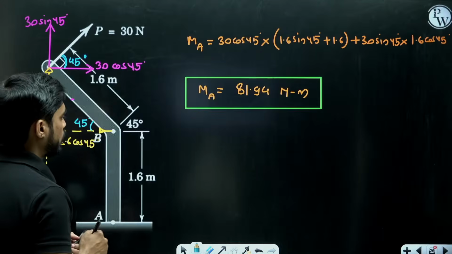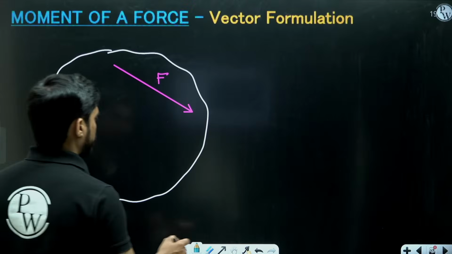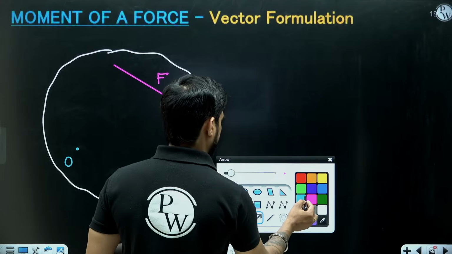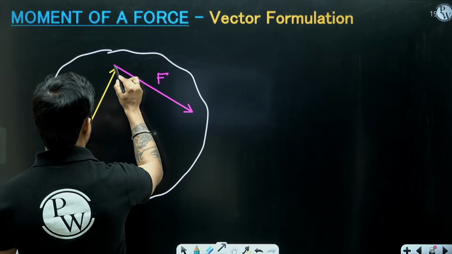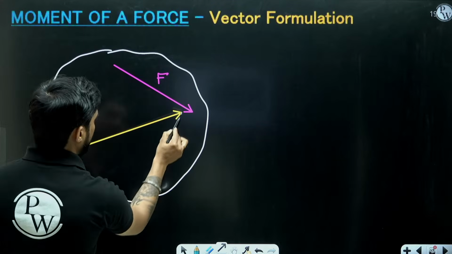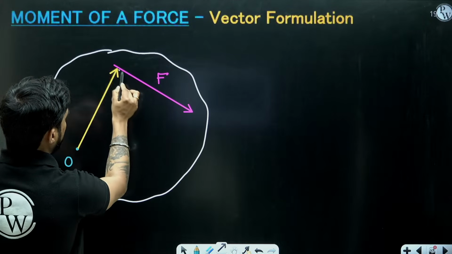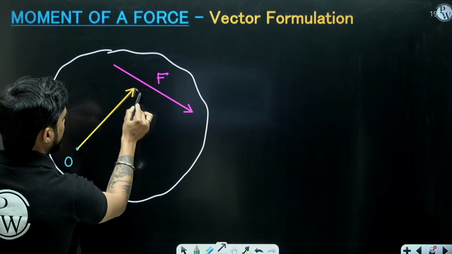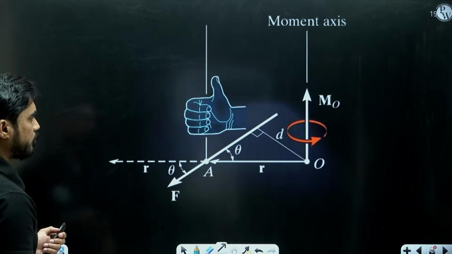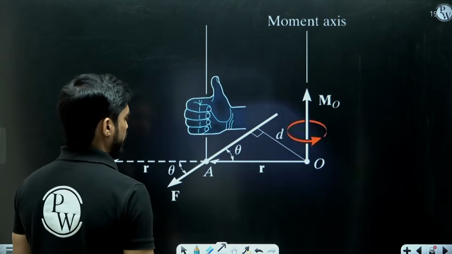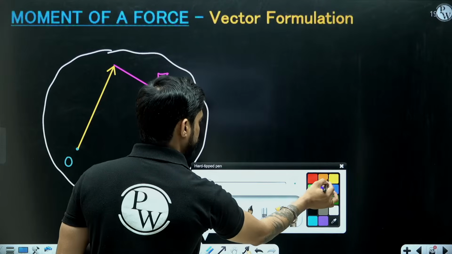So if I draw a vector from point O to point F, it is known as a position vector. And you can draw this vector anywhere. You can draw it here, you can draw it here, you can draw it here. It is not necessary that you need to draw it at a particular point. You can take any point on this force and you can draw the vector. This is known as the position vector.